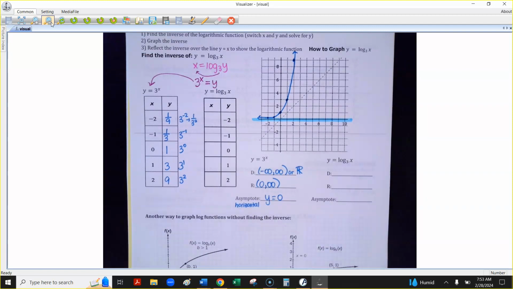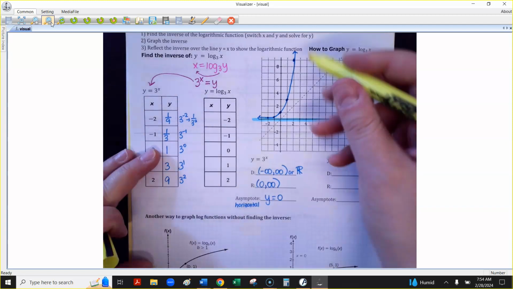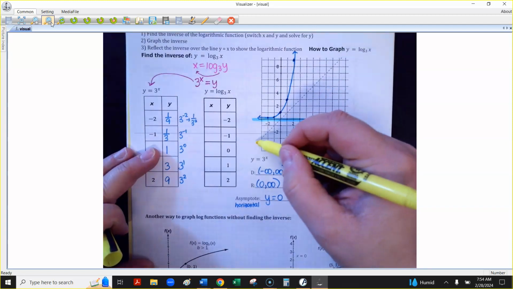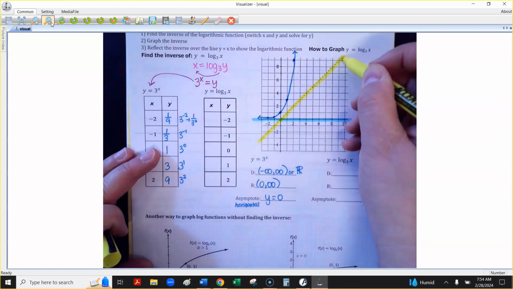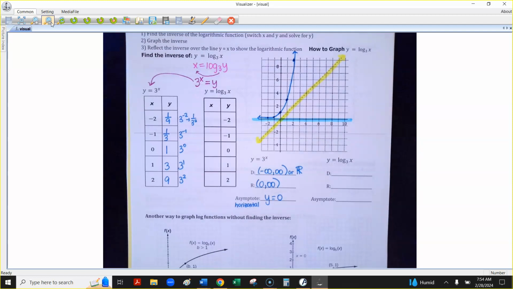Okay, now what we're going to graph is the log, and it is the inverse of an exponential. This little dotted line here, if you guys remember, for any inverses, they are a reflection of each other over the line y equals x. So if we folded these graphs in half on that diagonal line, they would match up.